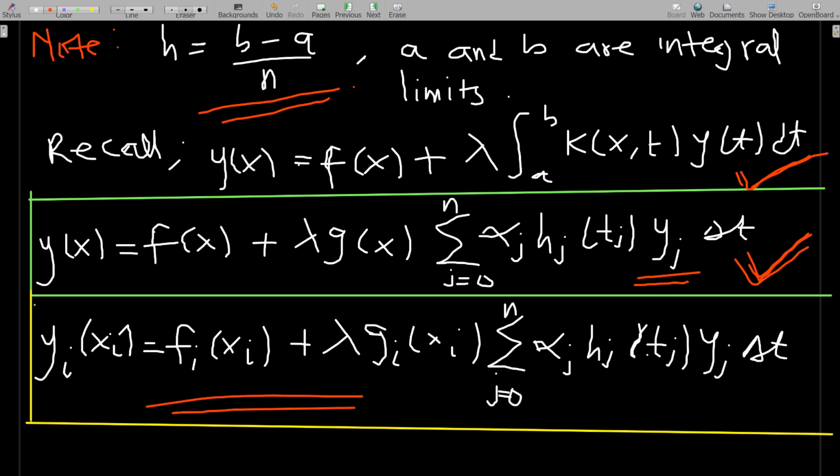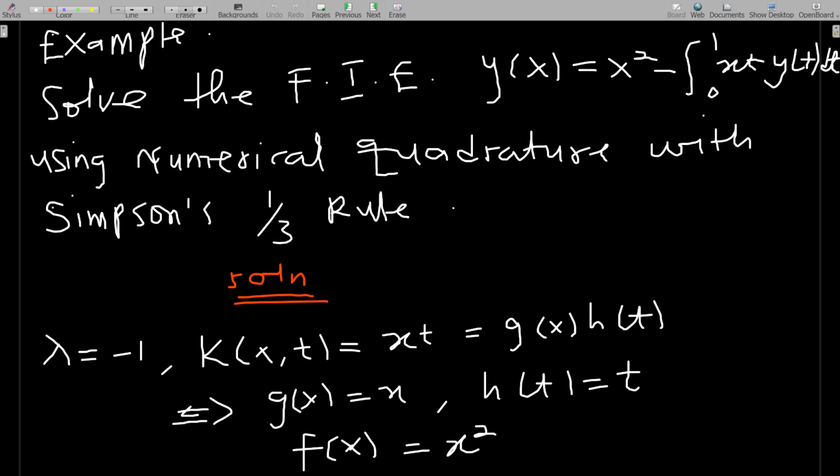So let's go ahead and pick an example so you understand very well. Solve the Fredholm's integral equation y of x equals x squared minus the integral from 0 to 1 of x t y of t dt. We've been solving this same question using different methods. Using numerical quadrature with Simpson's 1/3 rule. So here we are using Simpson's one-third rule, but they didn't give us n.